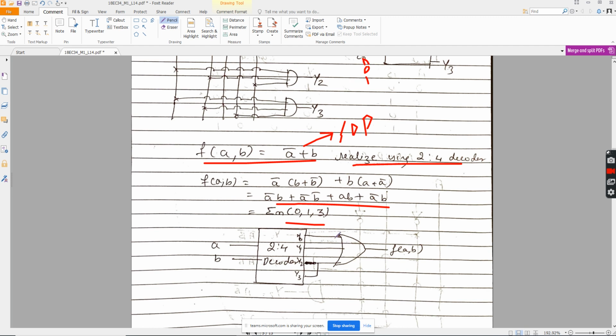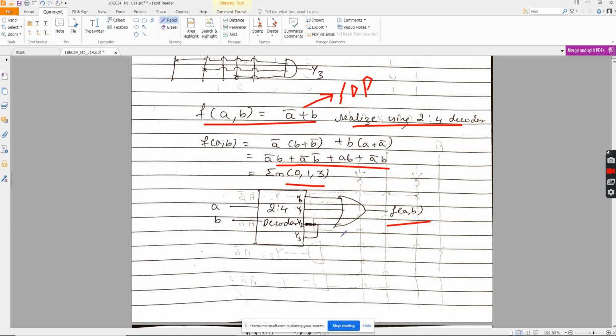Once I get a min term list, look here, I am connecting one OR gate to get this output. Understanding? 0 1 3. So why did I use an OR gate? I am using the OR gate because I have to relate it by a plus sign.